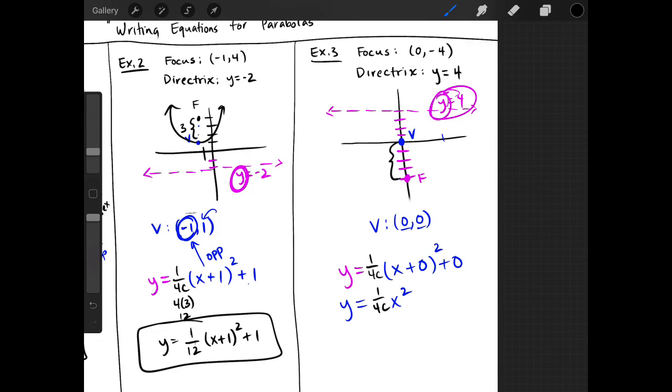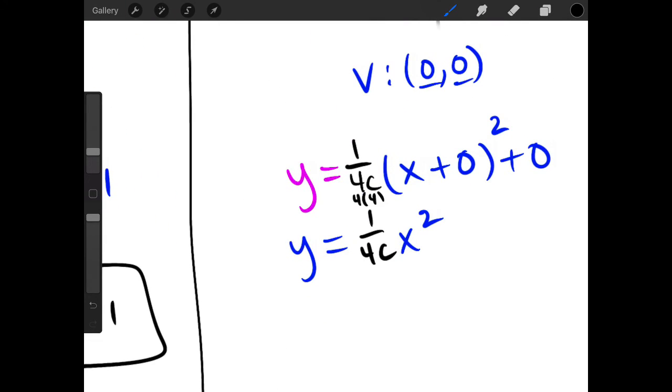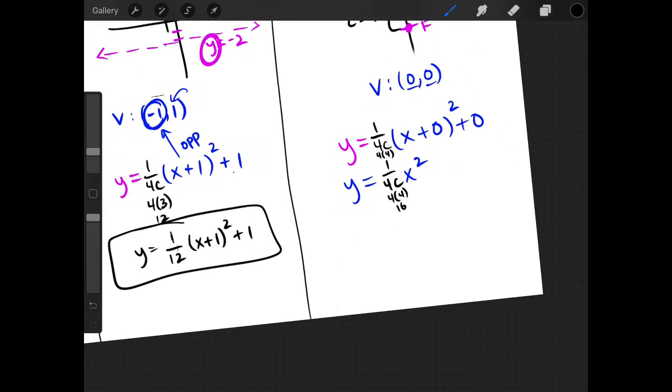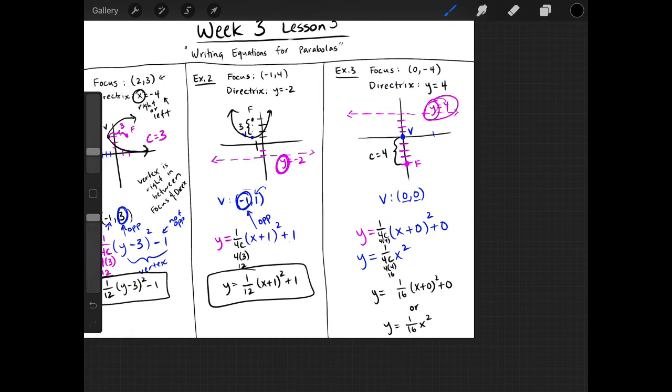So again, we find out what that value of c is. That's the vertex to the focus. In this case, that's 1, 2, 3. That's a distance of 4. So we're just going to take 4 and plug it in for c. So we're doing 4 times 4, which is 16. And our equation can be y equals 1 over 16 (x plus 0) squared plus 0 if you choose, or y equals 1 over 16 x squared.